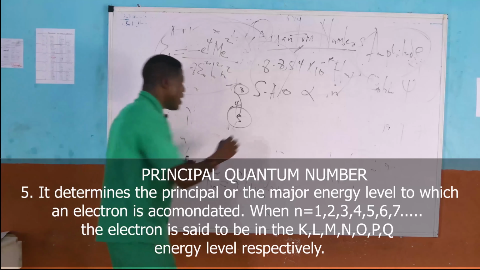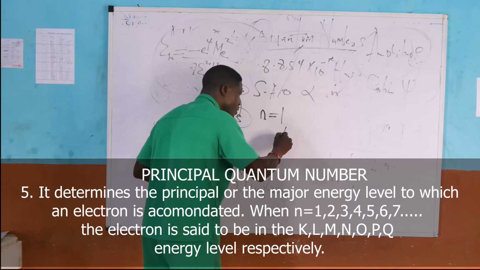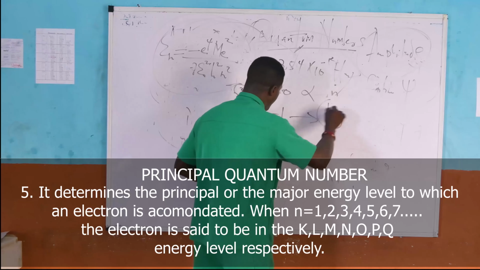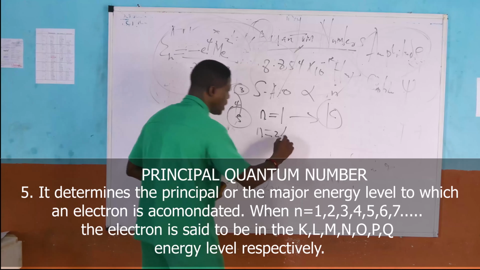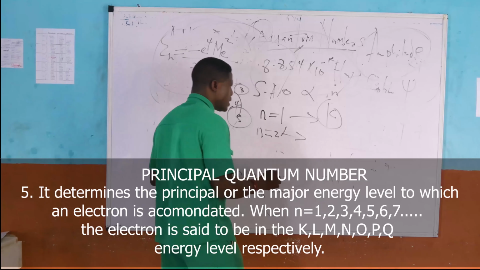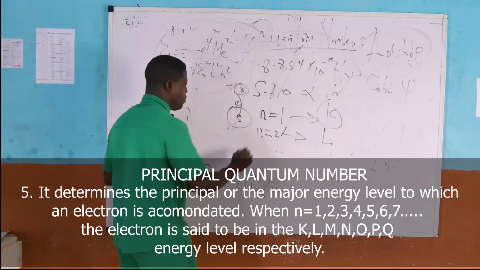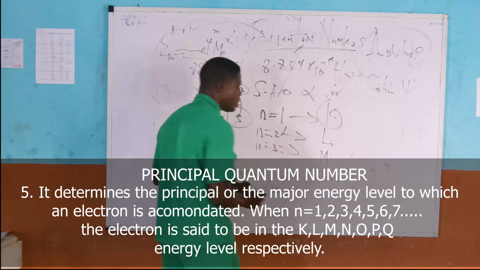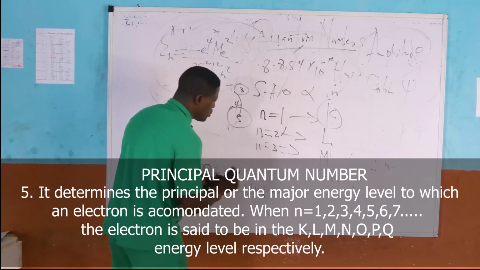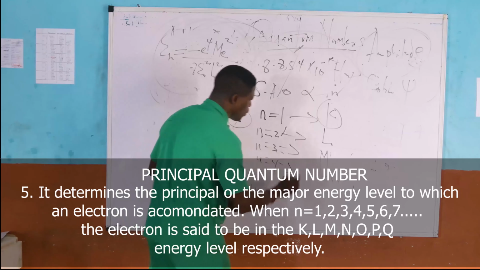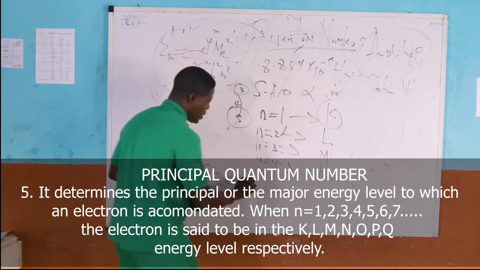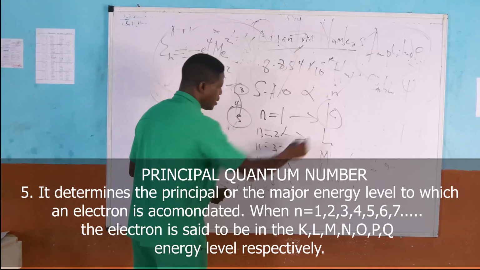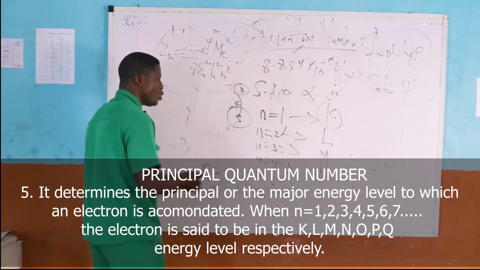For instance, when the principal quantum number is equal to 1, it corresponds with a shell known as the K shell. When the principal quantum number is equal to 2, that will correspond with another shell known as the L shell. When it is equal to 3, that will correspond with another shell known as the M shell. When the principal quantum number n is equal to 4, that corresponds with the N shell. When it is equal to 5, it corresponds with the O shell. K, L, M, N, O, and so on and so forth.